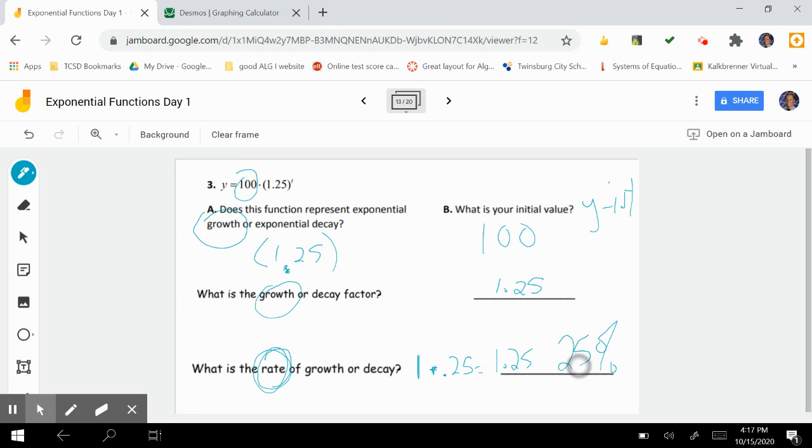That is 25%. We're going to move that decimal 2 spots to the right.